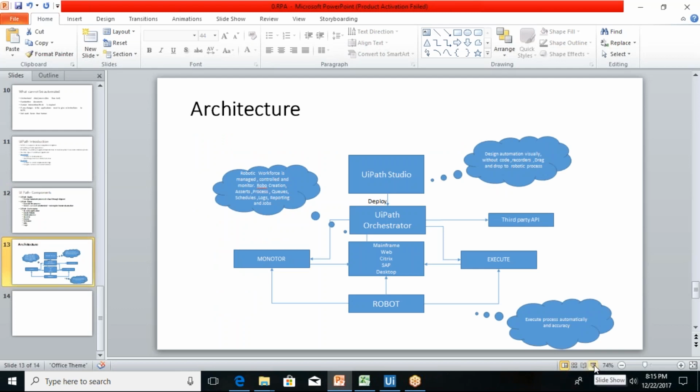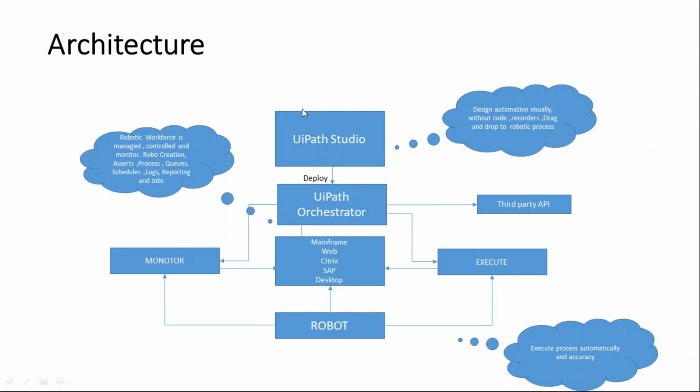So coming to the architecture, how the data is flowed. The same thing we discussed in the previous section, we are going to discuss here. UiPath Studio is one of the components where we are going to automate the process, and we have drag and drop options over there.